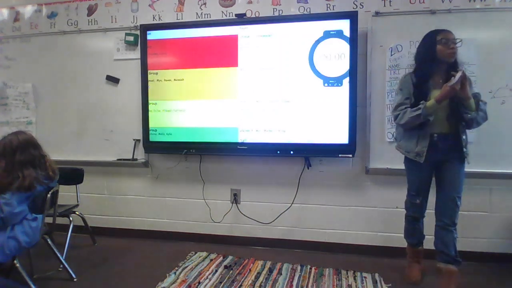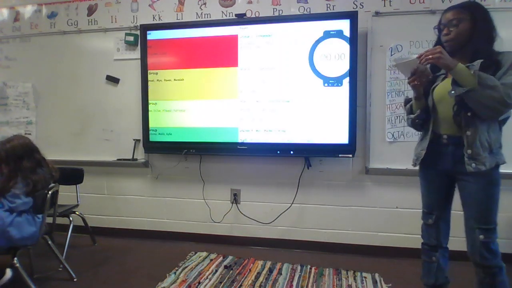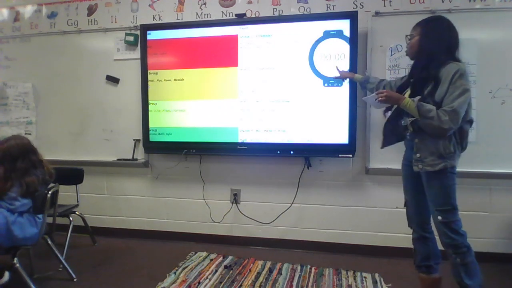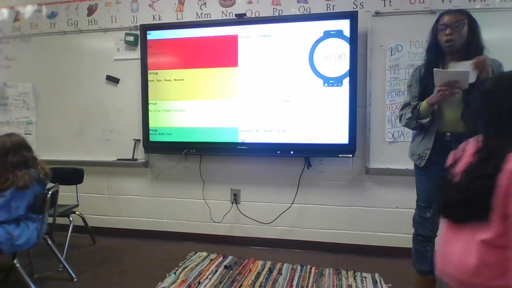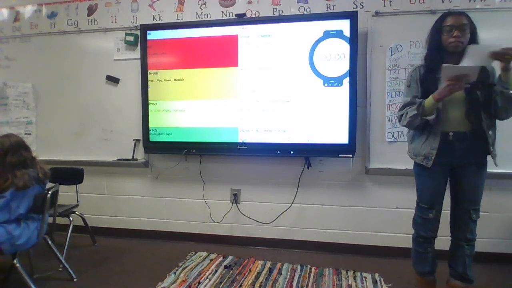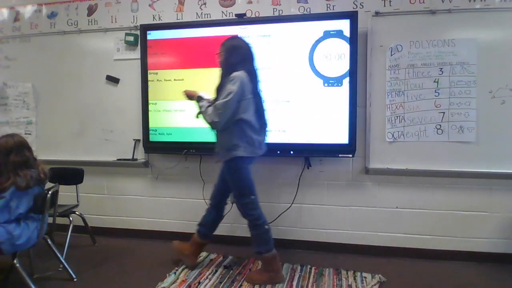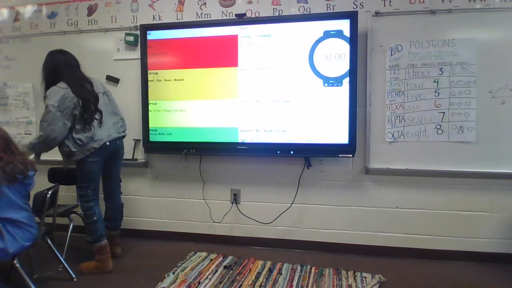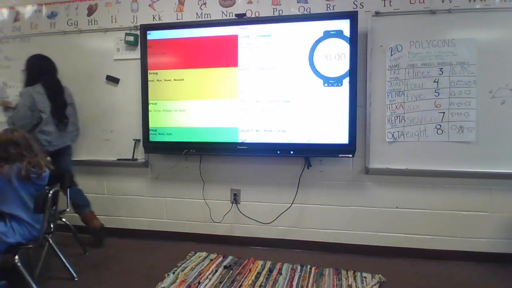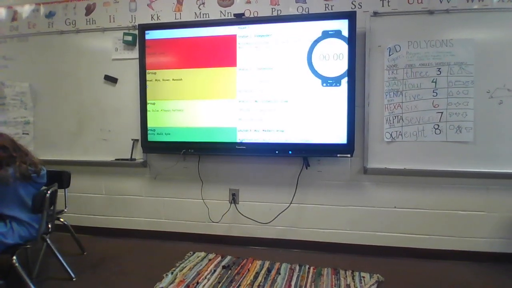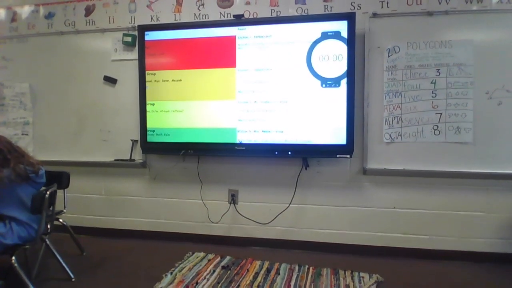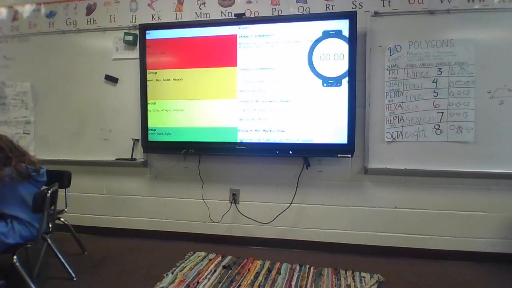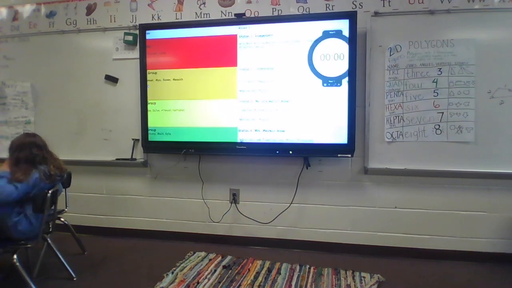So now we're going to do our exit ticket. I'm going to pass one out to everybody. We're just going to spend about 2 minutes trying to solve the exit ticket. So you're going to write your name on the ticket, okay? And it's a certain shape on the exit ticket. So you need to write the name of the shape, how many sides the shape has, how many angles it has, and how many vertices it has. Remember what I just told you about sides, angles, and vertices.